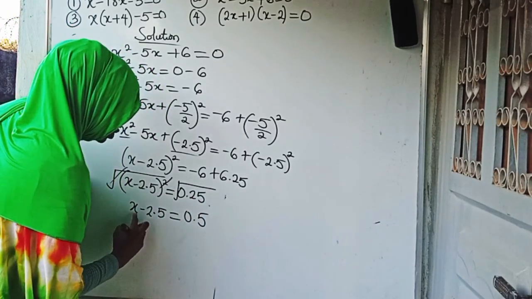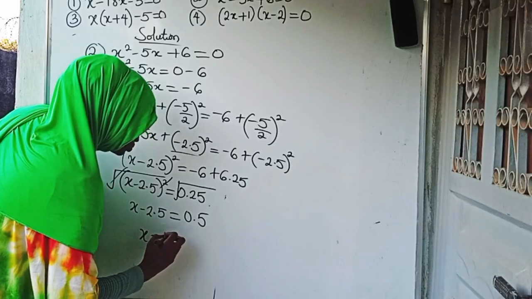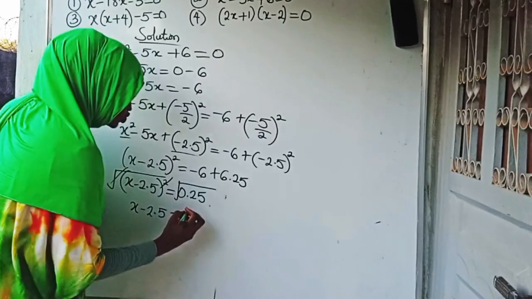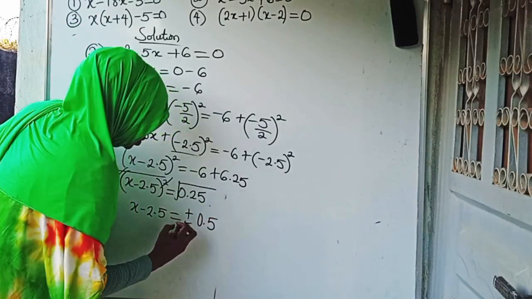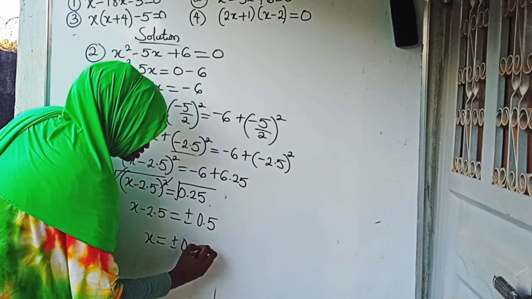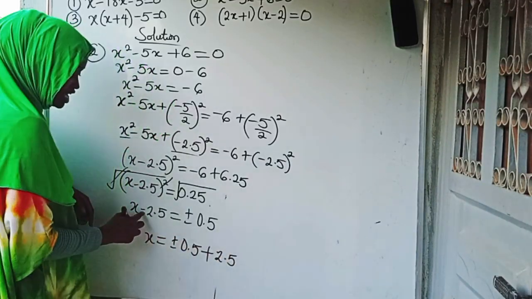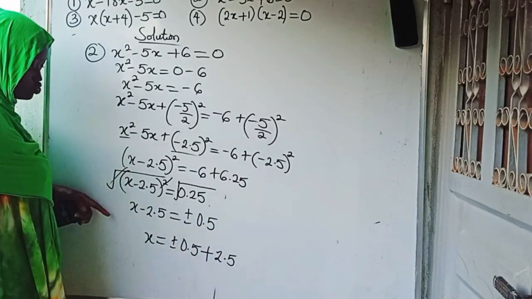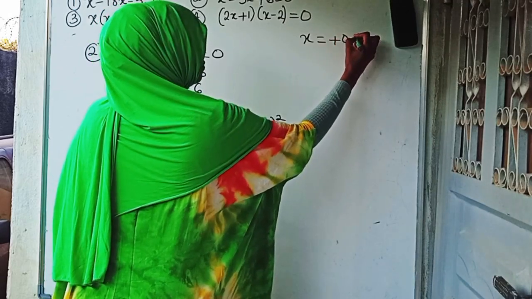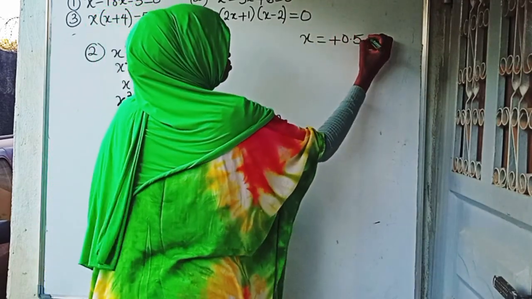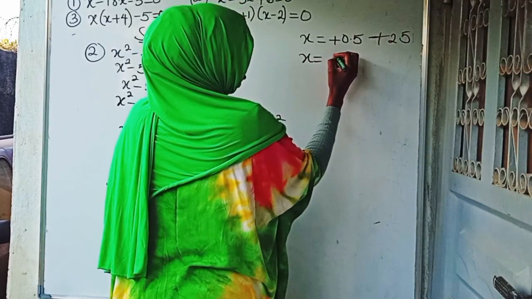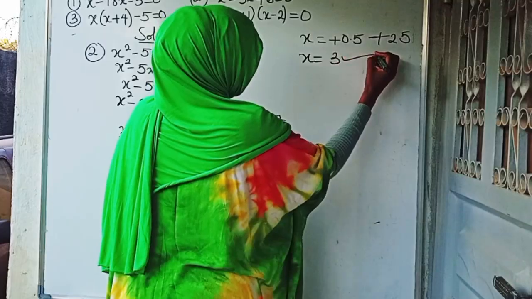Okay, so we are looking for the value of x. The square root of 0.25 is plus or minus 0.5. So x is equal to plus or minus 0.5 plus 2.5. We collect like terms; this minus 2.5 becomes plus 2.5. So x is equal to plus 0.5 plus 2.5, which gives us the value of 3. So the first answer is 3.